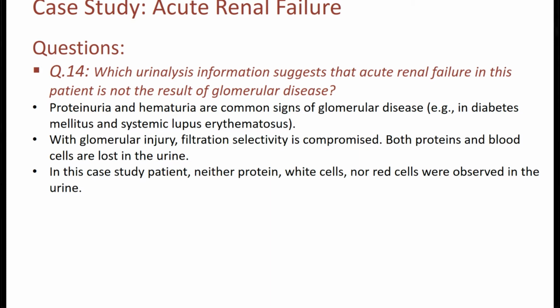When you have a disease of the glomerulus, when you have a bad glomerulus, your glomerulus becomes leaky. So what do you expect to see in urine? Proteins and blood. So you get proteinuria and hematuria. So proteinuria and hematuria, these are the common signs of any glomerular affection. In this case, neither protein nor blood cells were observed in urine.